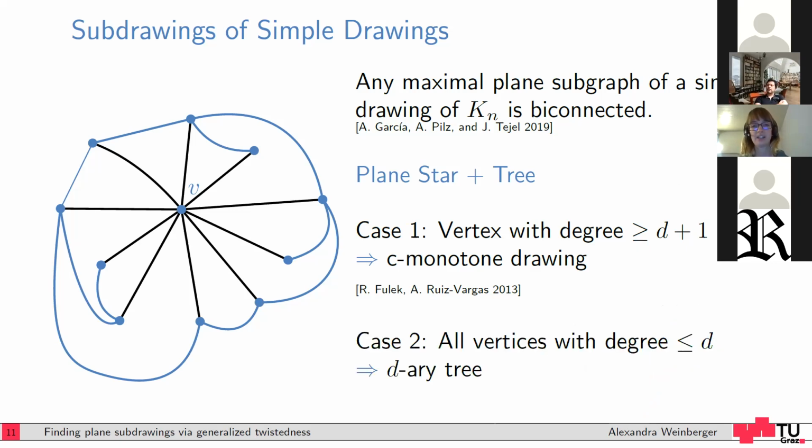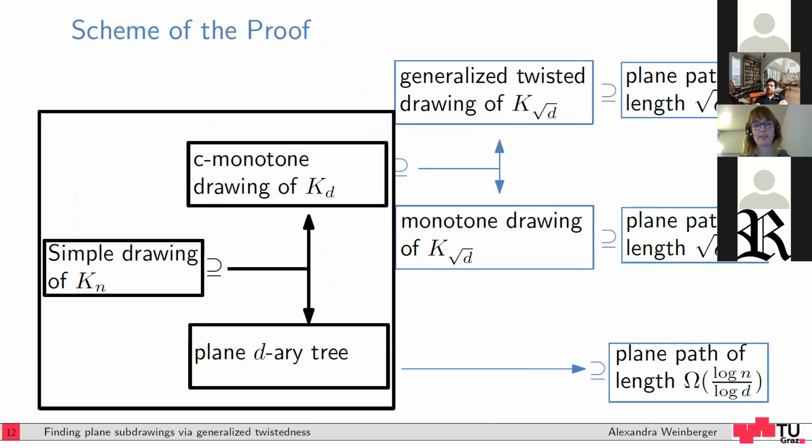In the other case, if we don't have a vertex with degree at least d+1, then all vertices have degree at most d, meaning we have a d-ary tree by definition. So this part of the proof we have also roughly shown.